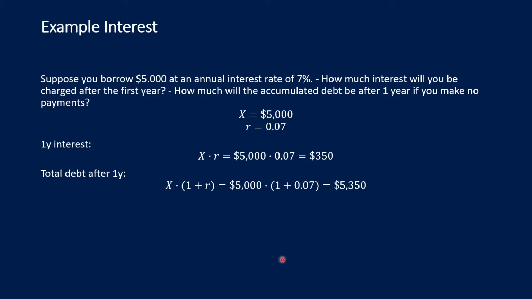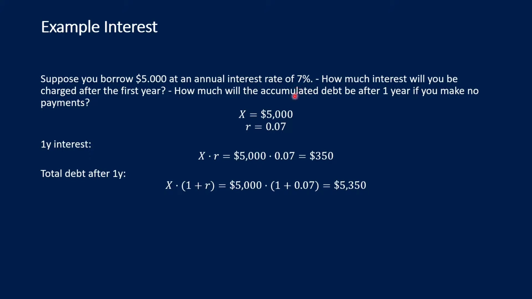Let us make a little example. Let us assume that you borrow $5,000 at an annual interest rate of 7%. Now the question is, how much interest will you be charged after the first year? And what is the outstanding debt after 1 year? So how much will be the accumulated debt then?